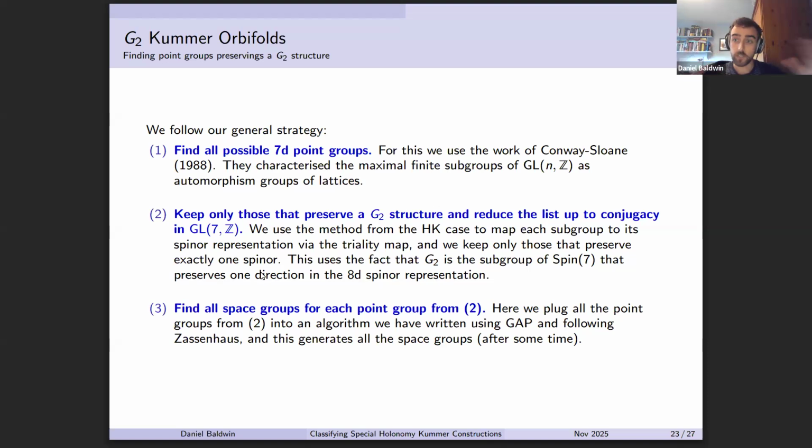So this gives us our list of possible point groups preserving a G2 structure. Then in step 3, we take each of these and classify all of their space groups. This amounts to plugging them into an algorithm that we've written in GAP, following the work of Zassenhaus, and this generates all of our space groups. Eventually we would want to analyze all their singular sets and other things.